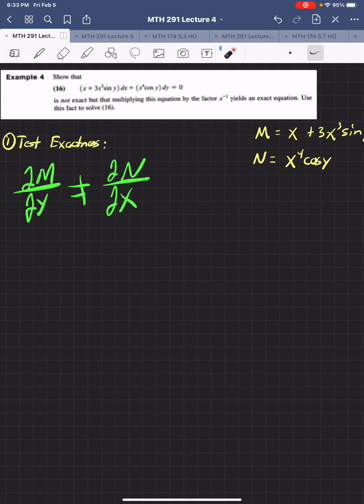But wait a minute. What if we were to multiply that equation by x? You can tell I'm tired. I've written by x, but I've continued to write bx. Let me try that one more time. Multiply by x to the negative 1.